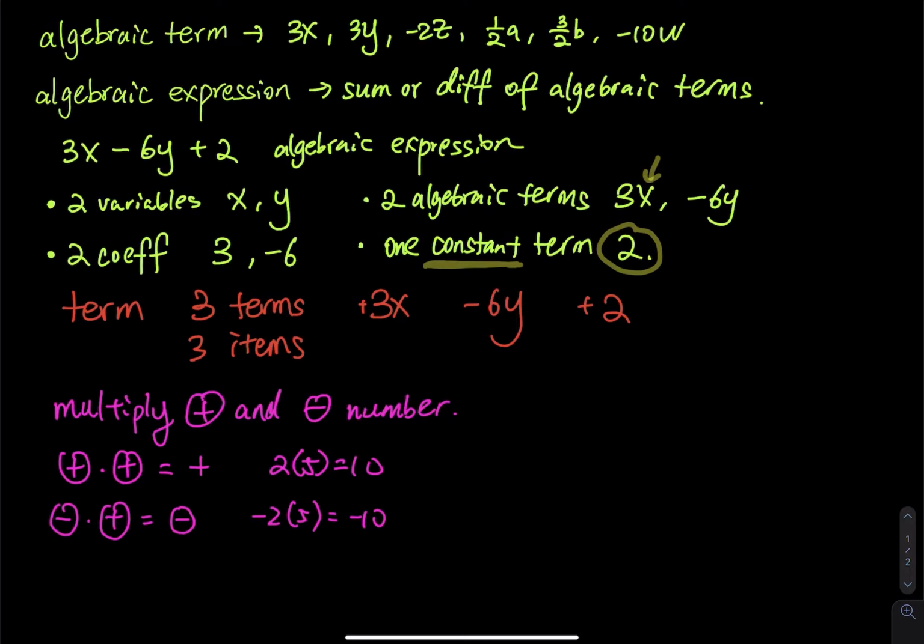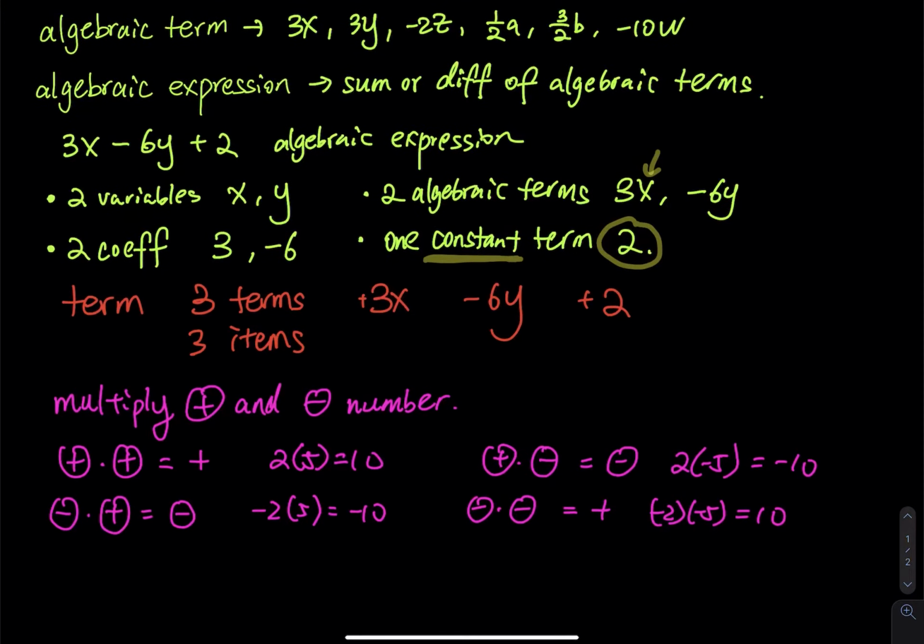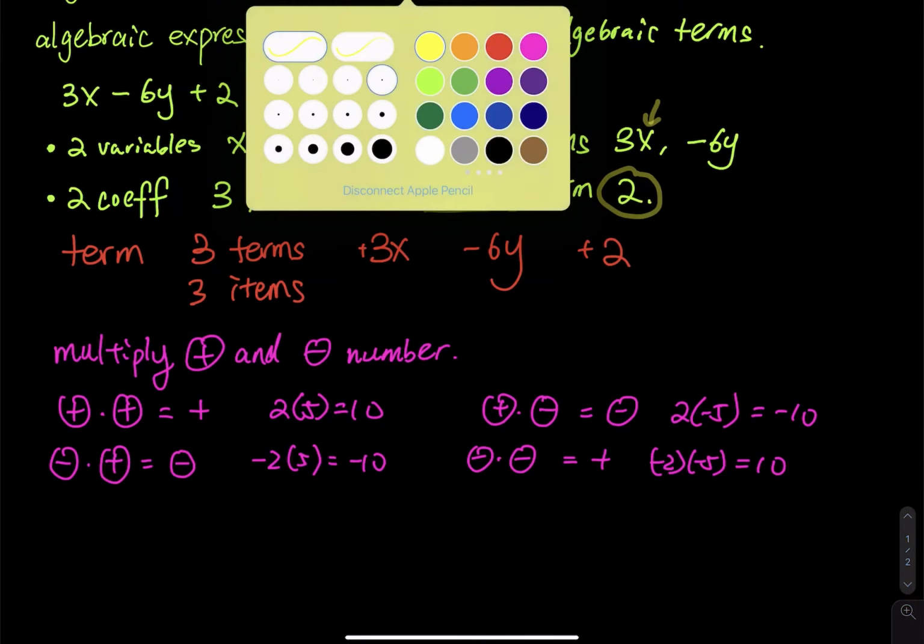And then you have a positive times negative equals negative. So you have 2 times negative 5, you get negative 10. And then the last one is negative times negative equals positive. Negative 2 times negative 5 equals positive 10. The same rule applies to division.